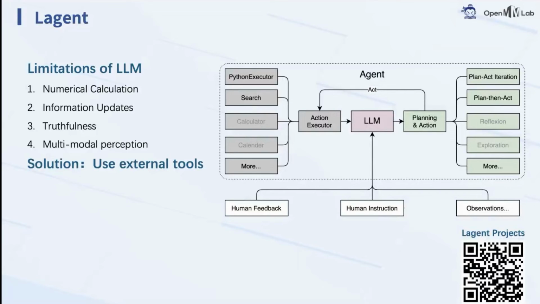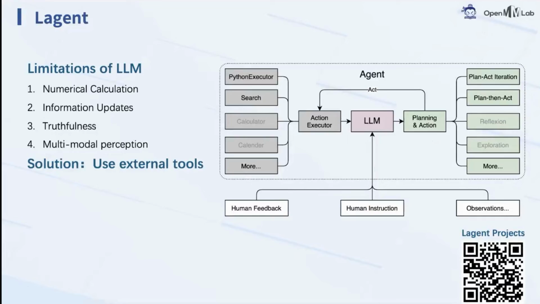So in Lagent, we implement a general agent framework by adopting the design shown in the right figure. Although this agent framework doesn't support memory for now, we will support memory in a few months. The LLM could take the human instructions or the observations in text format as input, and then based on the inputs, it will do some kind of reasoning or task planning by different planning mechanisms, listed as plan-act iteration, plan then act, or reflection. The green boxes indicate different plan and action mechanisms implemented by different algorithms.